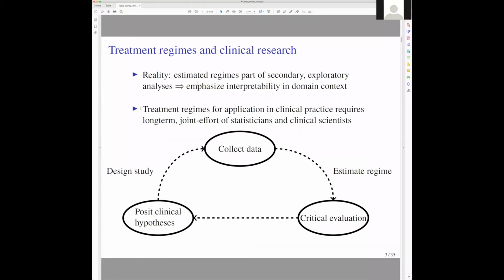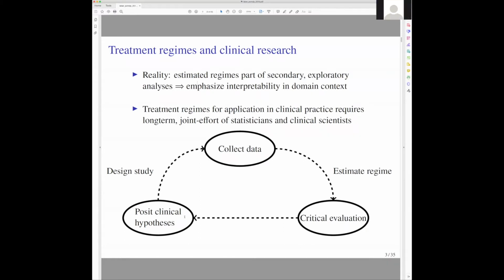And so I have this very simplified diagram of the iterative collaborative process between data scientists and clinicians. So often we start with some kind of clinical hypothesis, we design a study, we run the study, collect data, we run all of our primary analyses. And then after we've done that, we do our secondary analyses, part of which is we estimate an optimal treatment regime. Then we look at the regime through the lens of a domain expert and try to see if there's any new insights to be gleaned there.